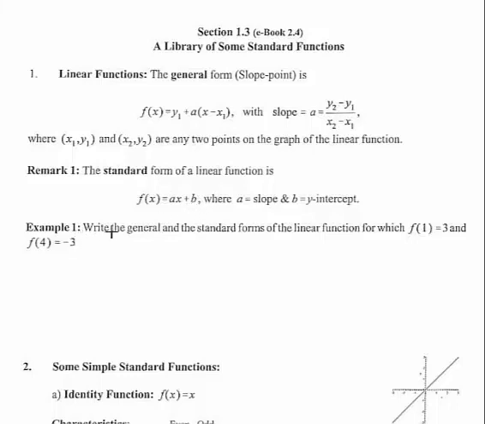So in example 1, we want to write the general and standard forms of the linear function for which f of 1 equals 3 and f of 4 equals negative 3. Okay, you have to realize that these equations can be translated into ordered pairs.